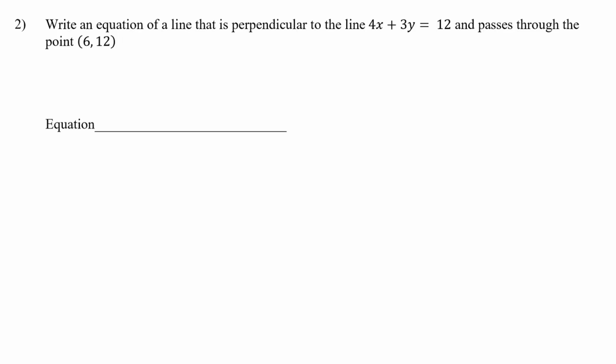Write an equation of a line that is perpendicular to the line 4x plus 3y equals 12 and passes through the point 6, 12. Again, there's an error here. There is only one equation.